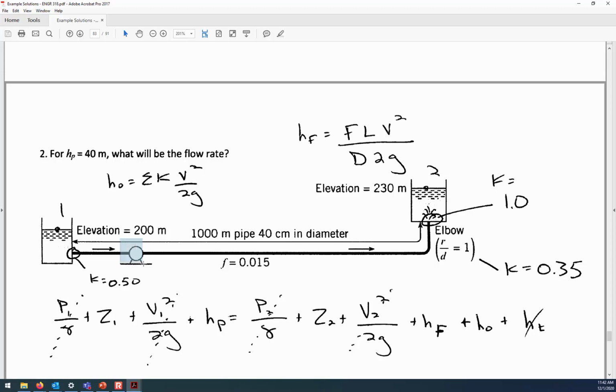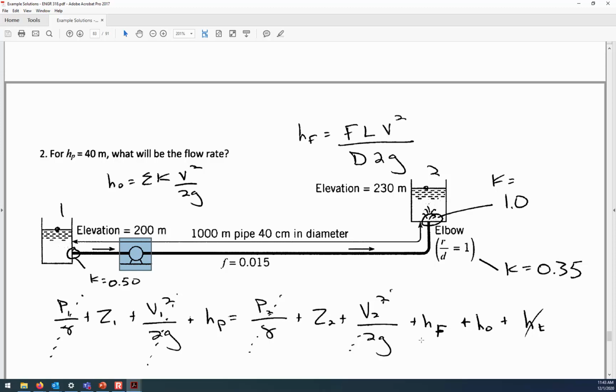There is a pump that's adding energy, and in the problem statement it says that the pump is adding 40 meters of head. It has to add at least 30 meters or else the water isn't going to flow from left to right. So 30 meters and we'd have essentially zero flow rate. But anything beyond 30 meters of head is going to cause water to start trickling through this pipe. And the higher the pump head is, the faster the water is going to flow because there will be more of a driving force causing it to overcome pipe friction.